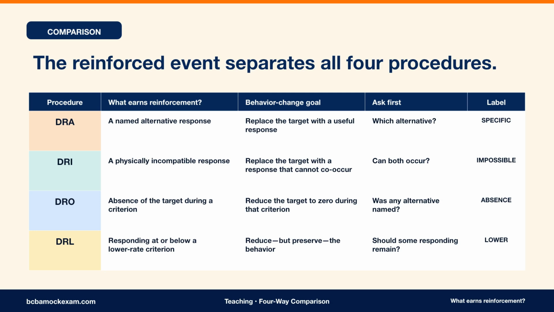Use the reinforced event to separate the procedures. DRA reinforces a named alternative. DRI reinforces a physically incompatible alternative. DRO reinforces target absence. DRL reinforces the same response at a lower rate or with greater spacing. Complete this sentence: reinforcement follows blank, before choosing the label.